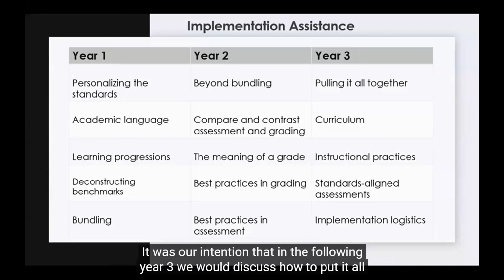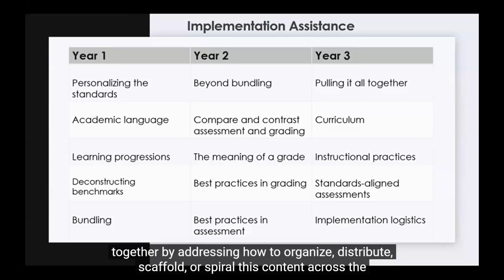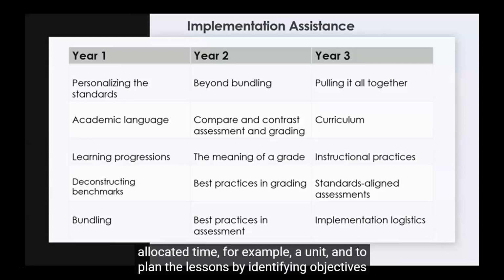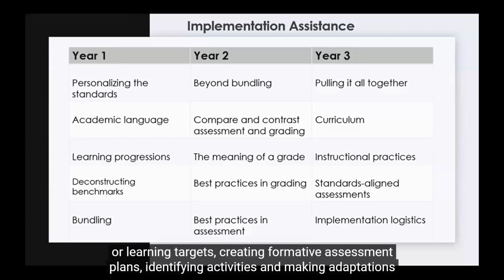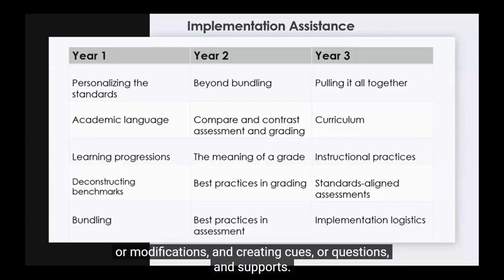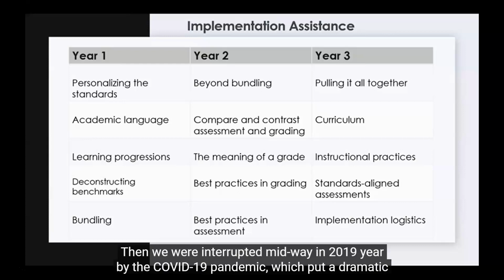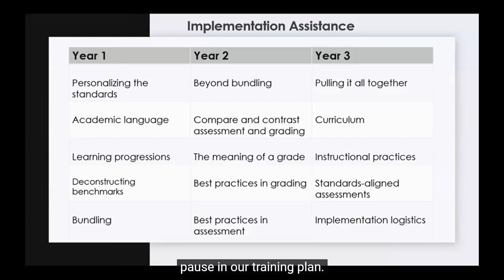It was our intention that in the following year, 3, we would discuss how to put it all together by addressing how to organize, distribute, scaffold, or spiral this content across the allocated time, for example, a unit, and to plan the lessons by identifying objectives or learning targets, creating formative assessment plans, identifying activities and making adaptations or modifications, and creating cues or questions and supports. That was the plan. Then we were interrupted midway in the 2019 year by the COVID-19 pandemic, which put a dramatic pause in our training plan.